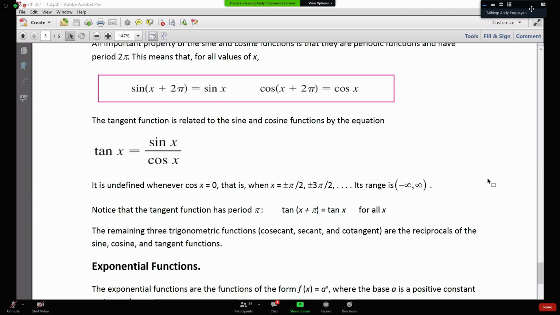Okay, any questions so far? So we're reviewing those from pre-calculus.